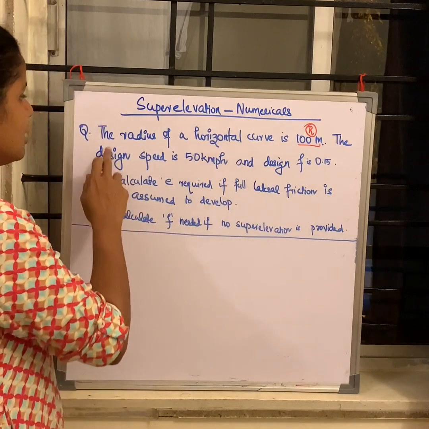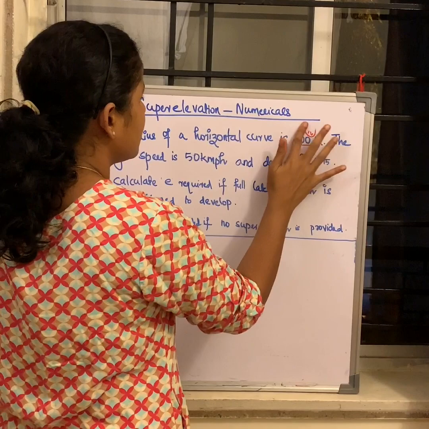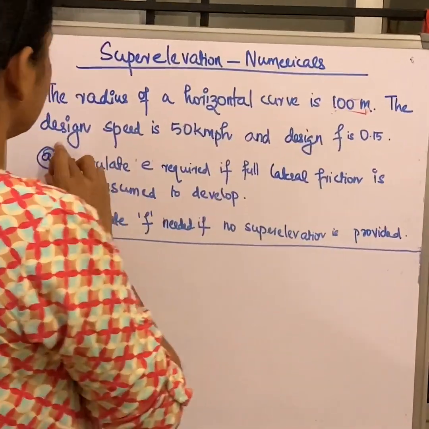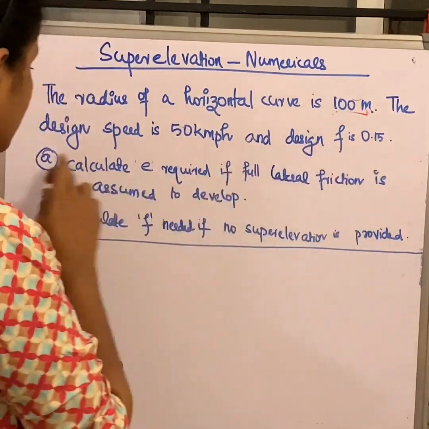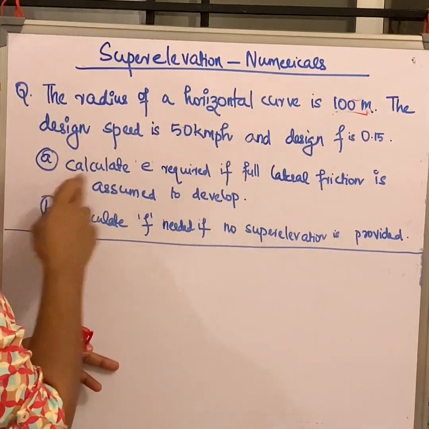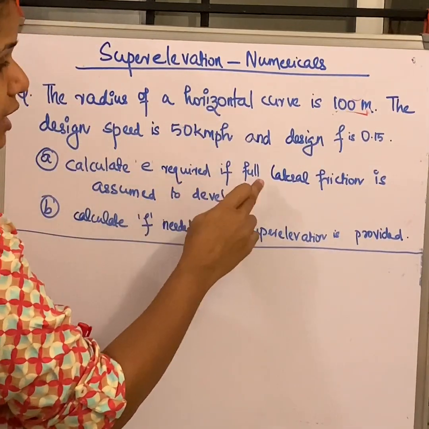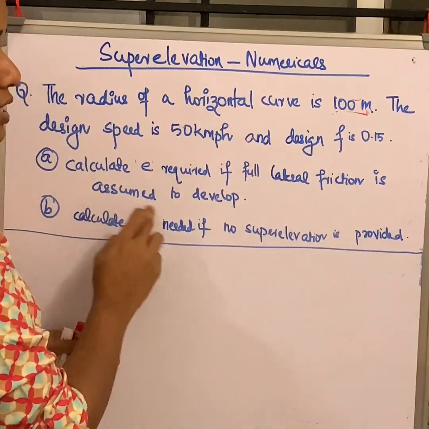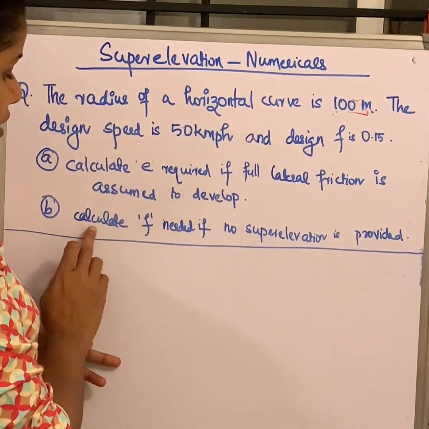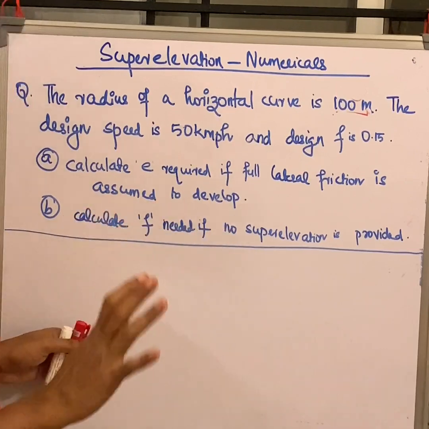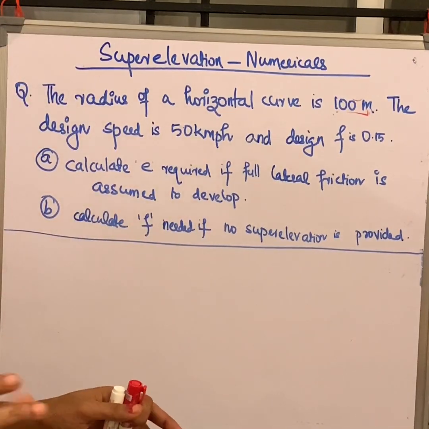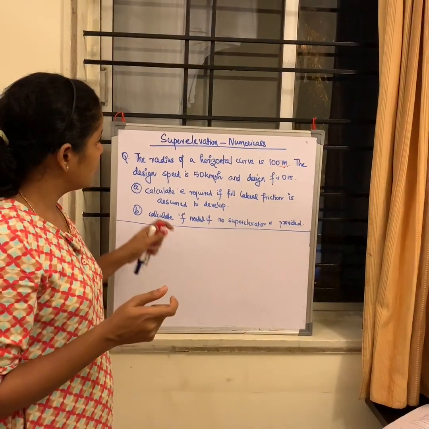The first question: the radius of a horizontal curve is 100 meter. The design speed is 50 kilometer per hour and the coefficient of friction is 0.15. Under these conditions, calculate the super elevation required if full lateral friction is assumed to develop. The second part is to calculate the coefficient of friction needed if no super elevation is provided. I hope the question is clear.